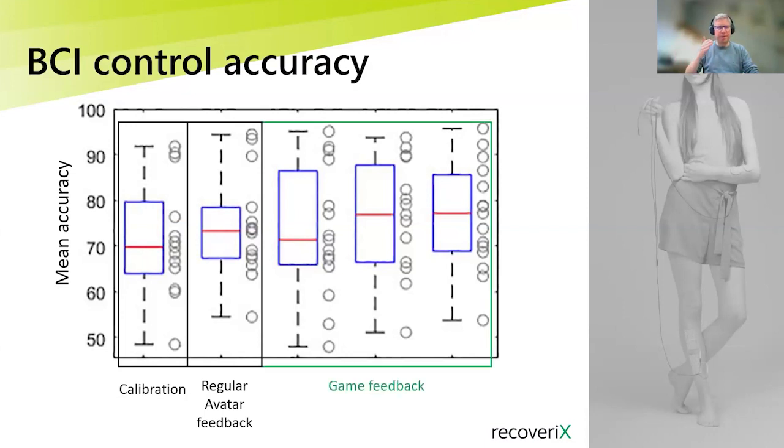And then we had the 3 sessions of game feedback. And you can see that game feedback is in the same range as the regular feedback. The first session was a little bit lower, but the 2 other sessions were even a little bit higher than the regular avatar feedback, which showed that the users, healthy controls and patients, had a good BCI control accuracy with the game.